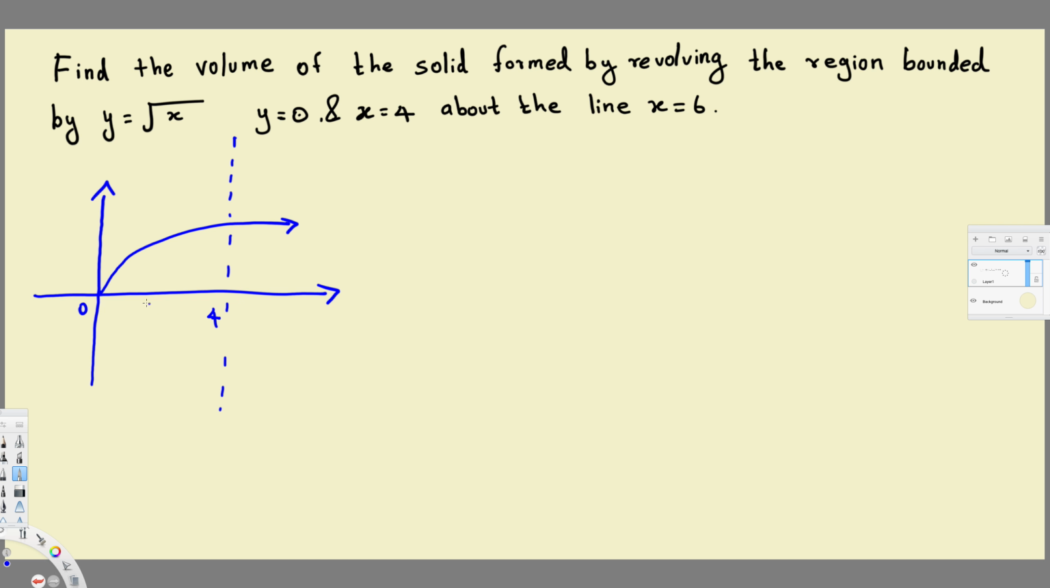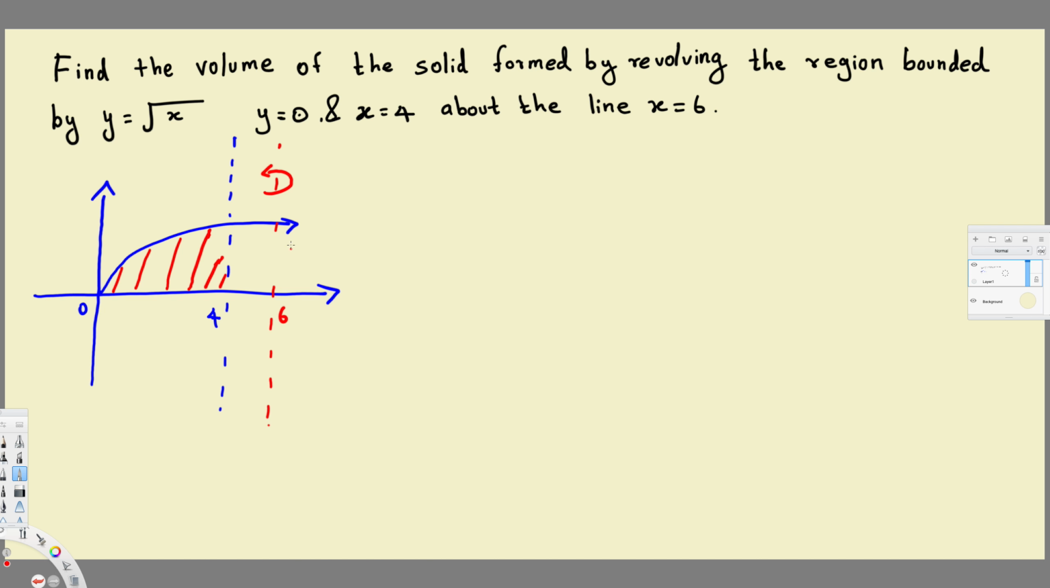So the region we are interested in is the region bounded by these. This is the region we are trying to find the volume of. Let's see how we can find it. And they have also given that it's rotating around x equals 6. So this is the rotation axis, right? So x equals 6.